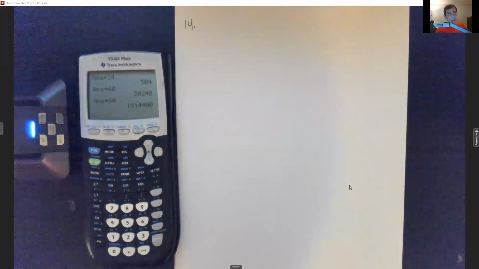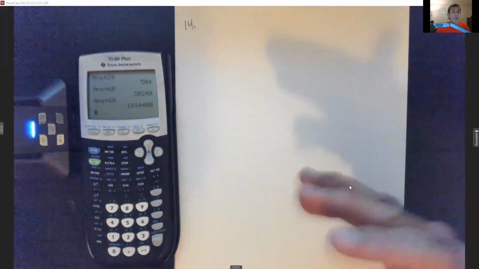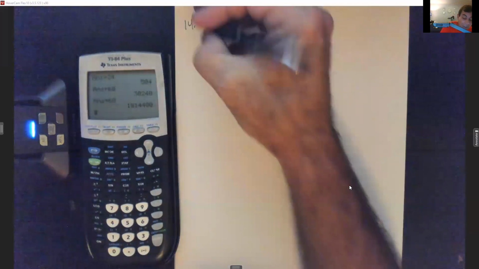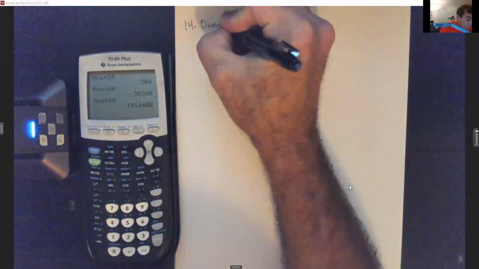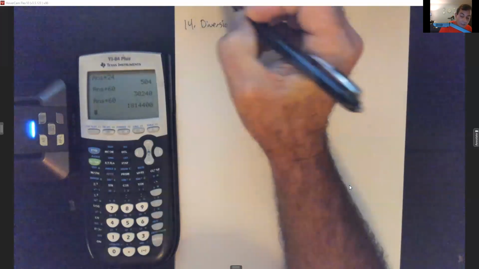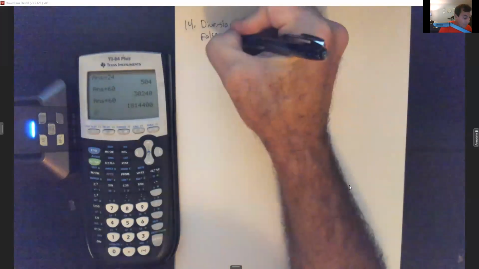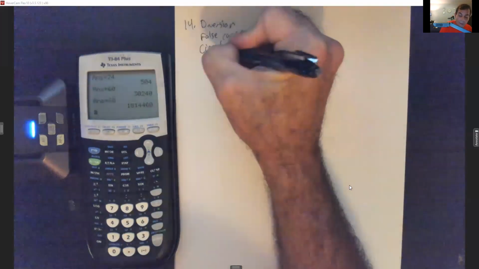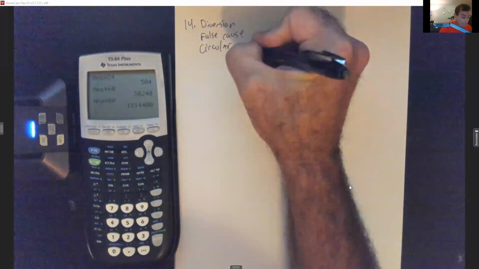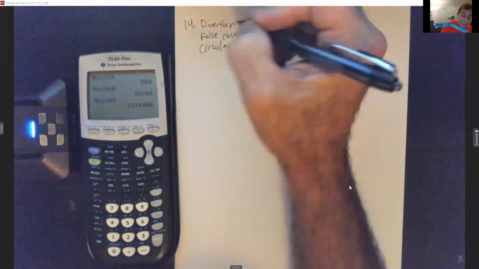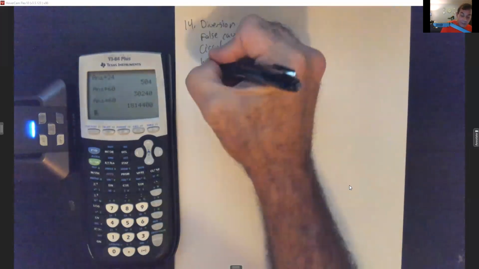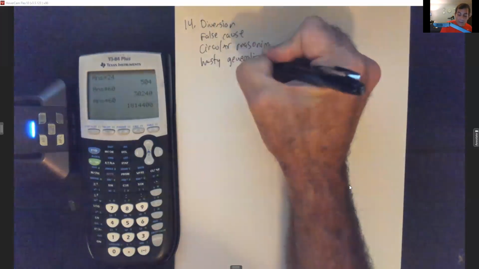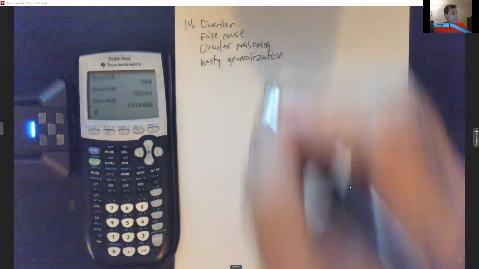Identify the fallacy. So you've had a bunch of these, so you're pretty sure you're going to get at least 2 of these also, maybe even more. So they're giving me diversion, false cause, circular reasoning, and hasty generalization. So those are my choices.